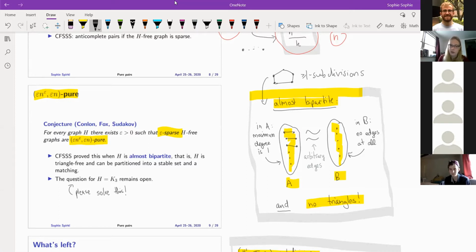So if you would like to do me a favor, please solve this case. This is one of the open problems that I've brought to many places and nobody has solved it yet. So please email me. I will appreciate it.